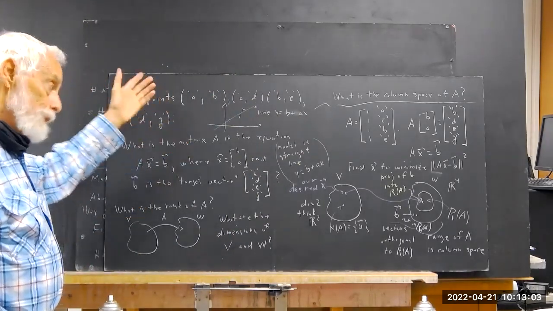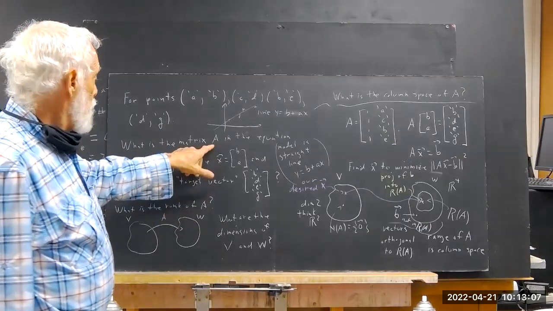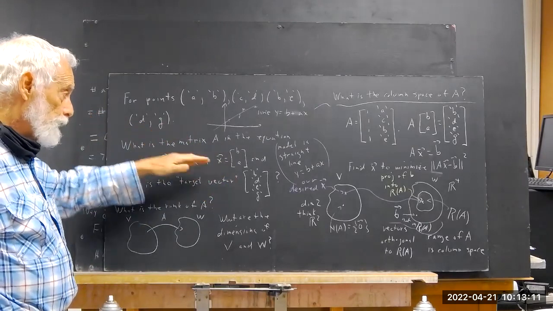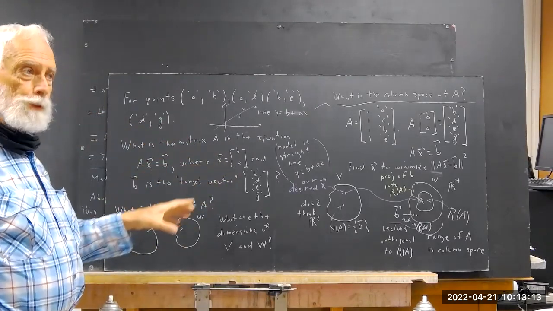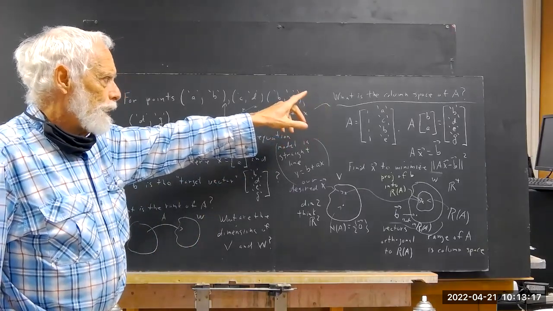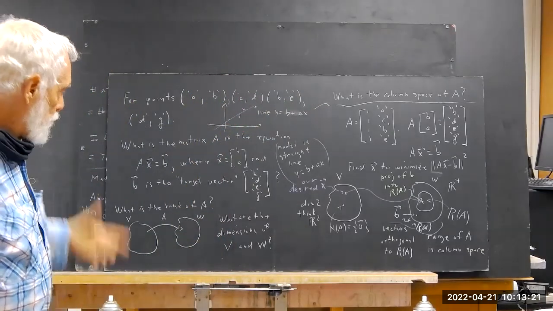So I asked, for a quiz, and people got this very quickly: what's the matrix A in the equation Ax equals b? Because this is what we did last time. We're just doing a synopsis of what we did last time, but for 4 points rather than 3. Okay.